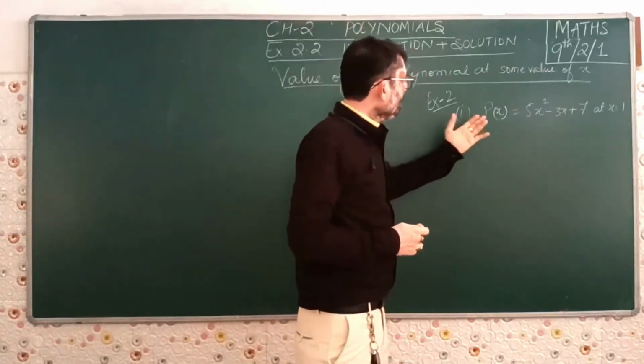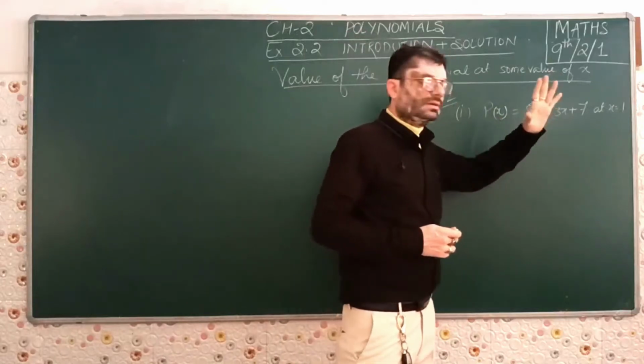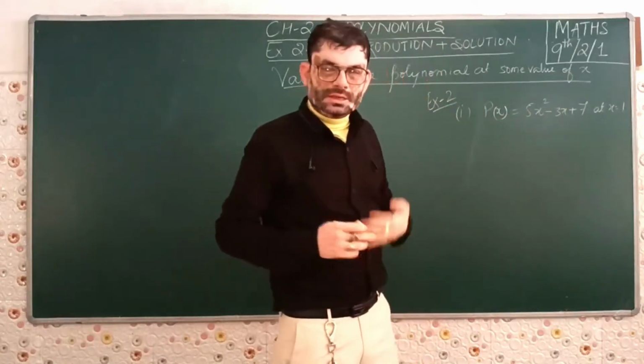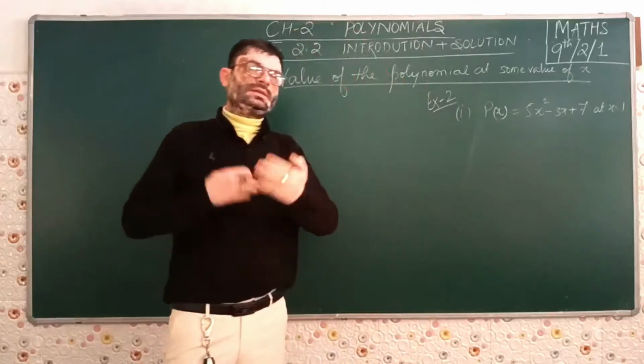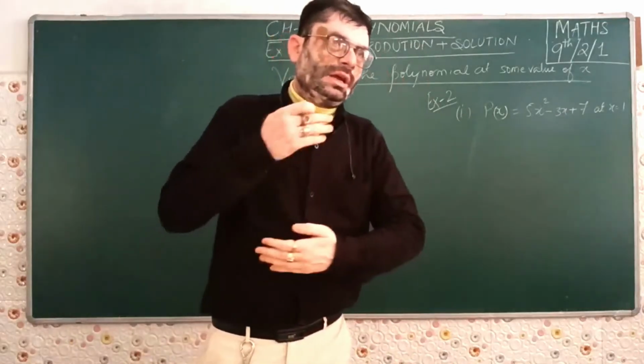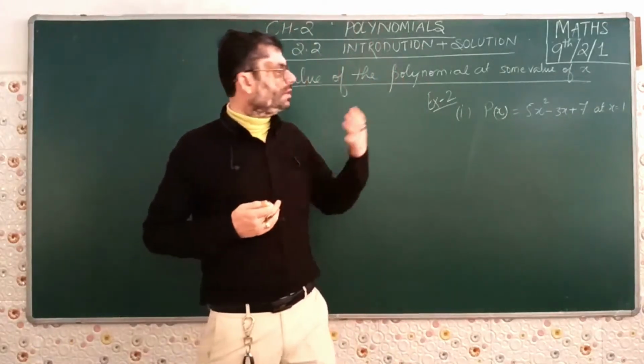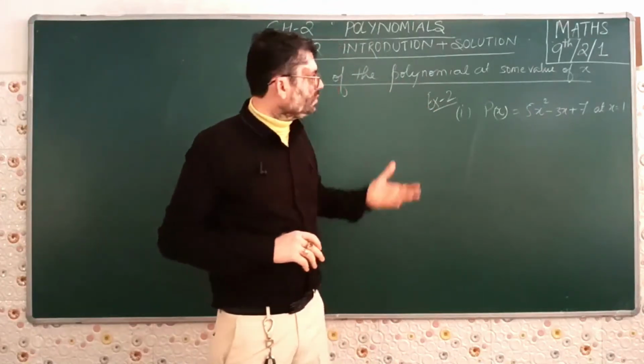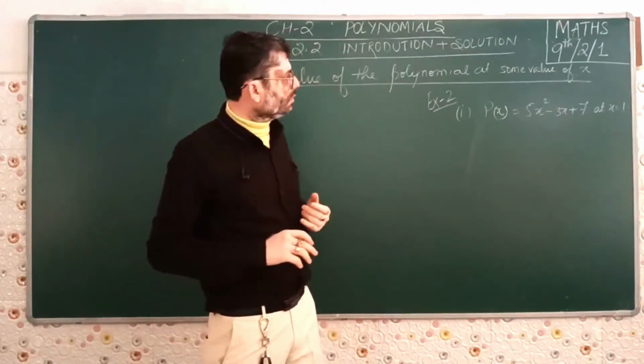That means if we change the values of x, we get different values for p of x. But that change is the secondary thing. First, at a particular value of x, what is the value of the polynomial? So let us move on with an example from your textbook only.